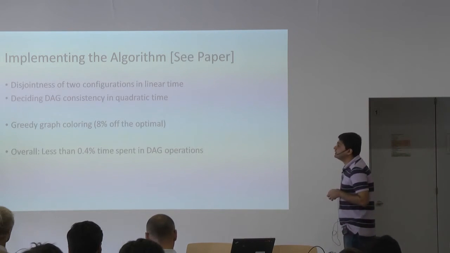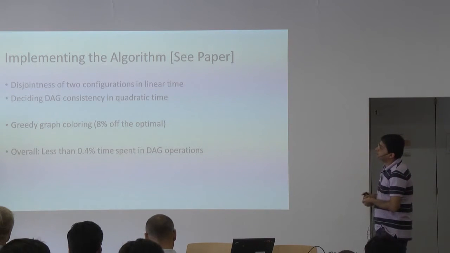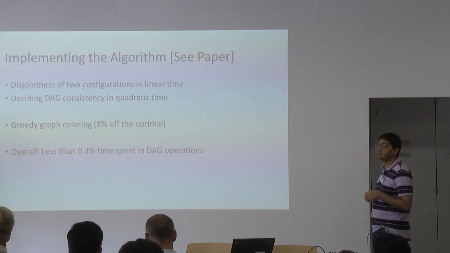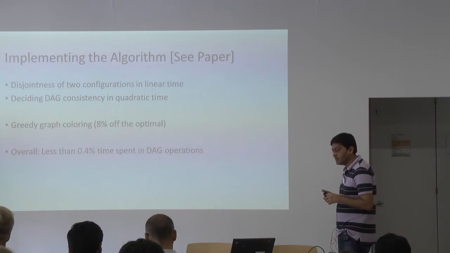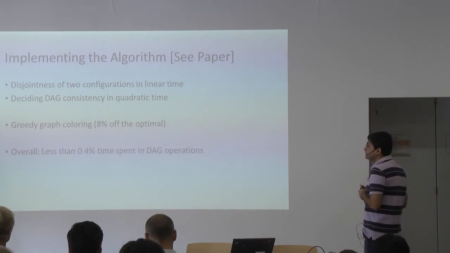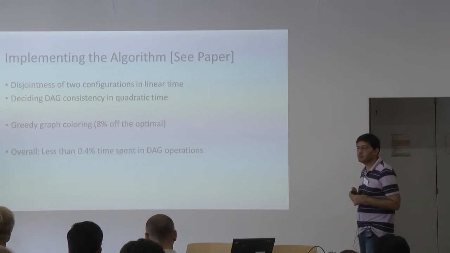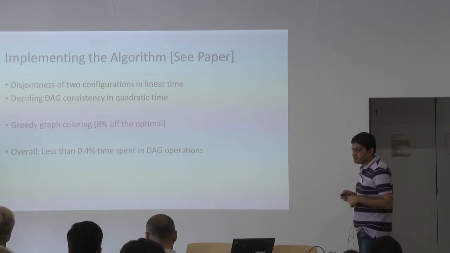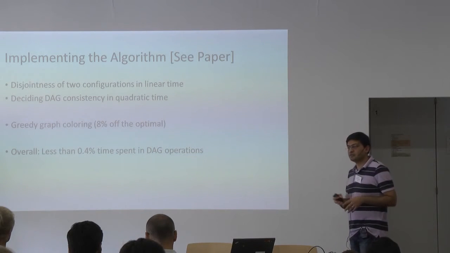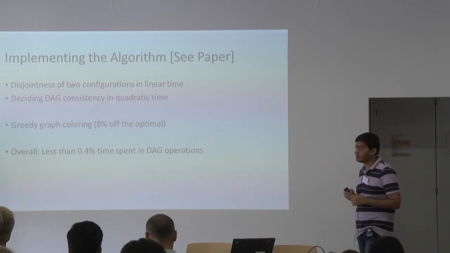And even in merging, we don't try to be optimal. So instead of graph coloring, we employ a greedy graph coloring algorithm. In the worst case, the greedy algorithm can be quite far off the optimal. But in practice, it turns out that this algorithm was only 8% off the optimal. And so we go ahead and use it because we don't want to be spending too much time solving some orthogonal problems rather than actually having the SMT solver do all of the work.